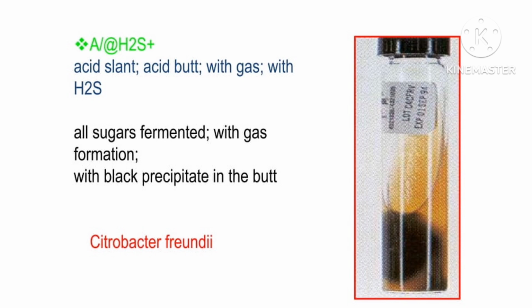Next is acid slant, acid butt with gas and with H2S. So here the yellow slant, yellow butt, gas is seen and black precipitate is seen. Here all the sugars are fermented with gas formation with black precipitate in the butt. Example is Citrobacter freundii.